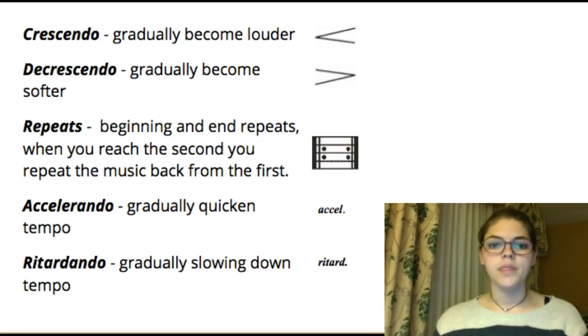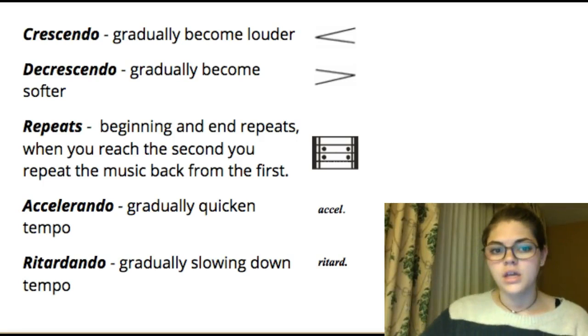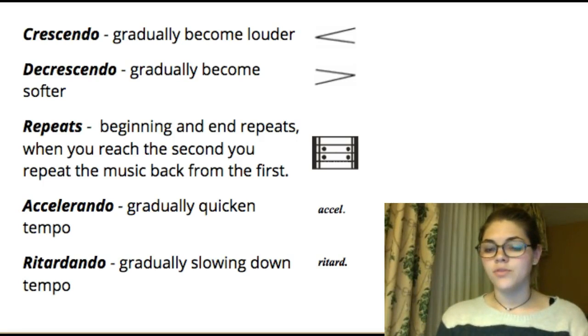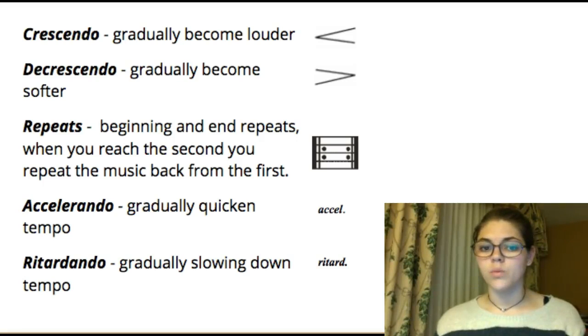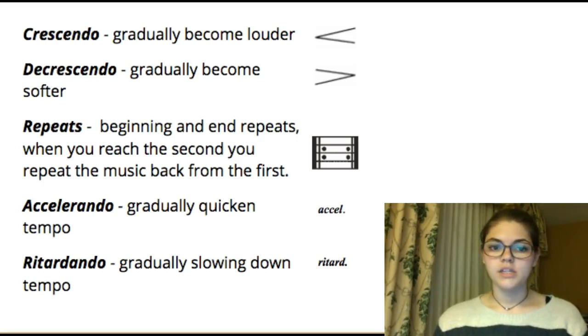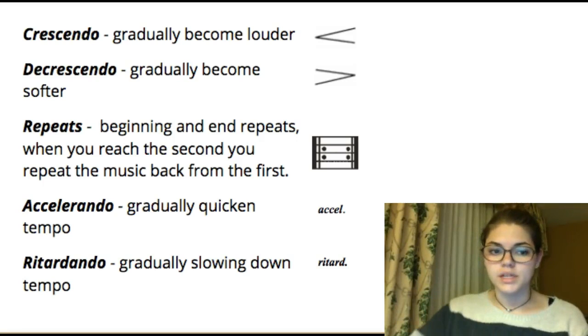symbol to the right. The next symbol that we'll be going over is the repeat signs. They're usually the beginning and end repeats, which when you reach the second repeat, which is on the far right, it means to repeat the music back from the first repeat sign. So this repeat sign helps to guide the musician as to what notes to sing and what words to sing. Next we have accelerando, which means to gradually quicken tempo. It means to increase your speed, and retardando, which means to gradually slow down and reduce your speed in tempo.